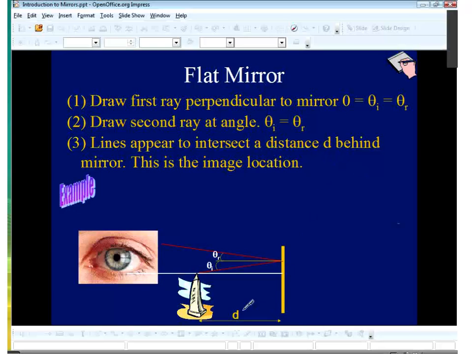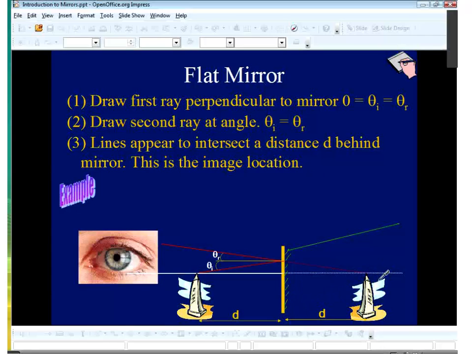D, it's the same D which is here. D behind. So that's the property of plane mirror. Image is formed at the same distance behind. It is of the same size. Now right side there is no place for the rays to exist.